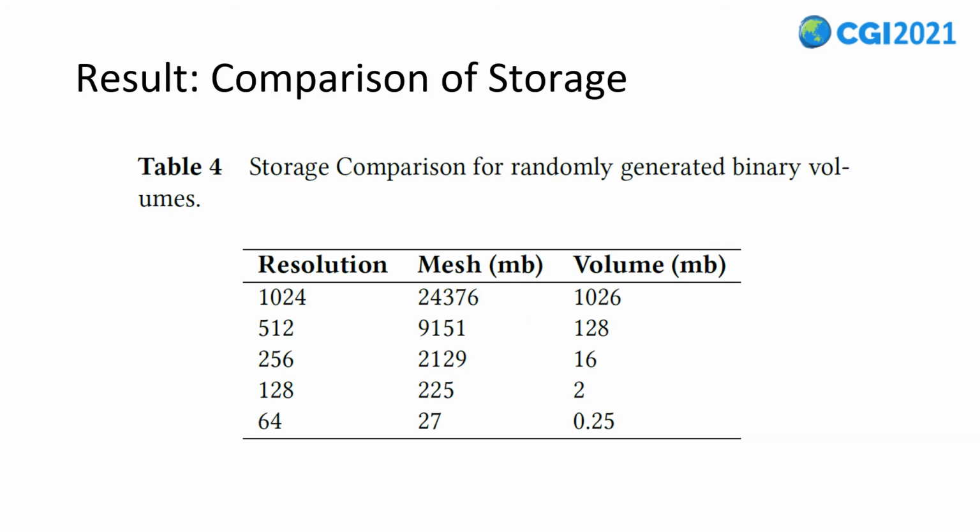Here is the comparison for the storage between mesh and volumetric representation. Since the volumes generated by the users can be very dense and noisy, we use randomly generated binary volumes as the worst cases. As can be seen, at higher resolution, the mesh extraction consumes too much memory, even without any acceleration structure. While in the volumetric representation, we only need to store 1 byte for the index of cube configuration and 1 byte for the region index.